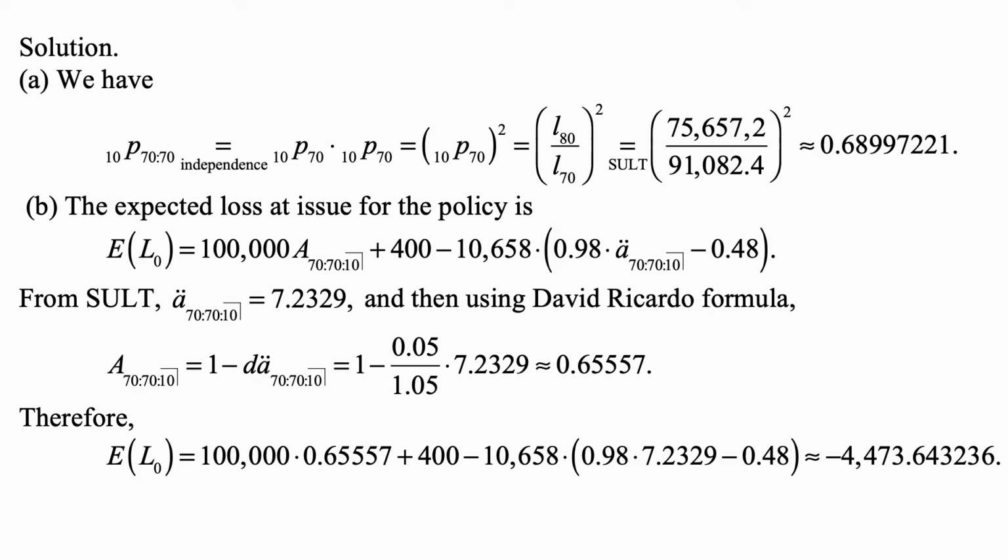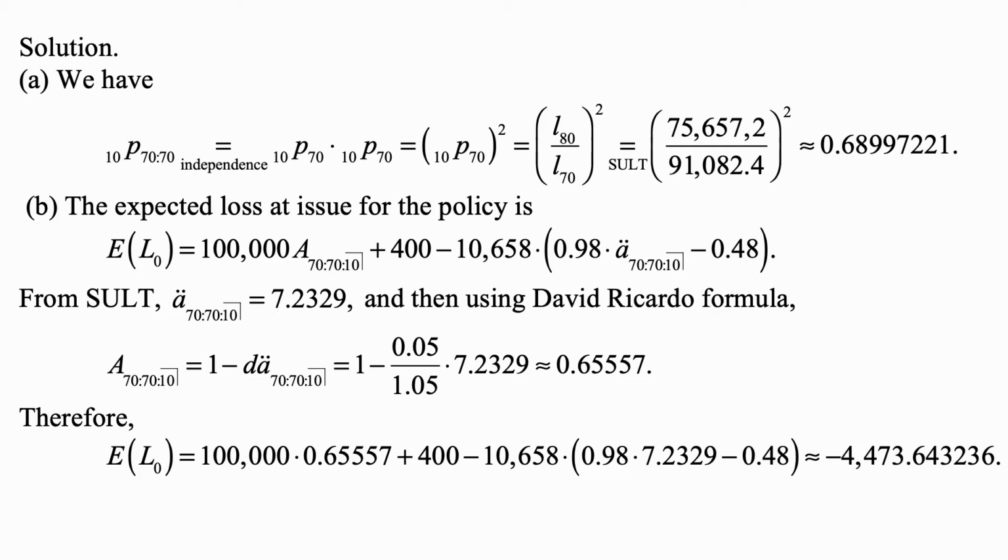And from the standard ultimate life table, A double dot 70 colon 70 colon angle 10 is 7.2329. Then using the David Ricardo formula, A 70 colon angle 10 is 1 minus d times A double dot 70 colon angle 10, so it's 1 minus 0.05 over 1.05 times 7.2329, which is approximately 0.65557. By the way, the value of d for interest rate of 5% is also in the table.